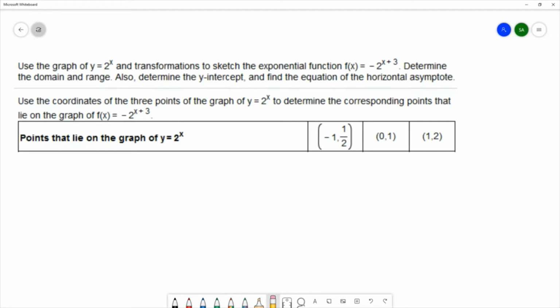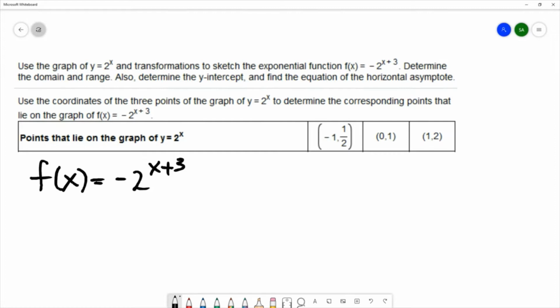To start off, we're going to use coordinates, ordered pairs, from the graph of y equals 2 to the x to determine the corresponding points on the graph of y equals negative 2 to the x plus 3. So we're going to start off by analyzing the function f of x equals negative 2 to the x plus 3 to see what type of transformations we have.